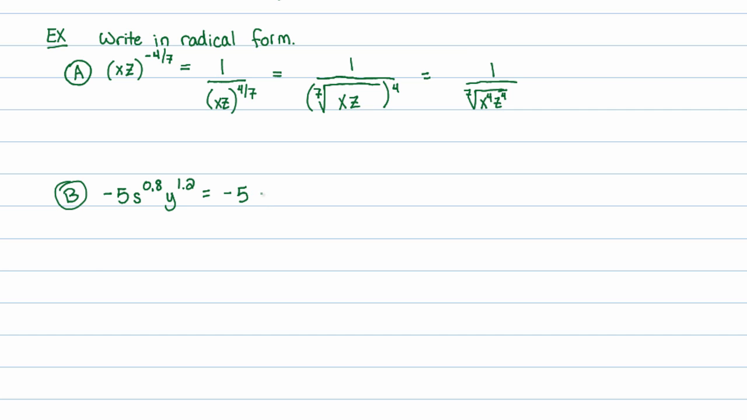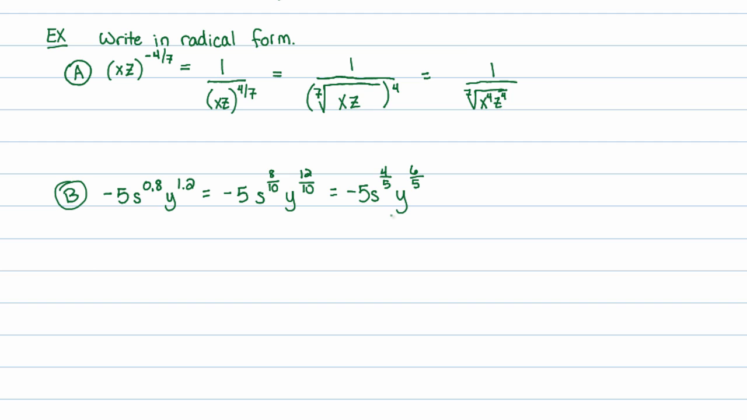The s to the point 8, that's 8/10. And that y to the 1.2 is 12/10. And of course, we can reduce each of those fractions. It's negative 5 s to the, let's see, those are both divisible by 2. That's a 4/5 power there. And y, those are both divisible by 2. That'll be the 6/5 power, which is actually somewhat interesting.